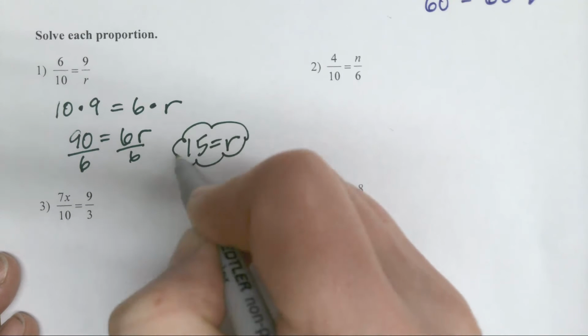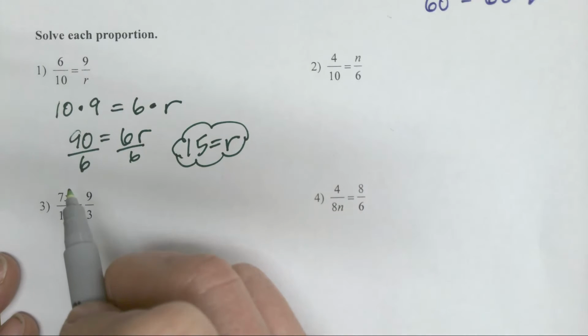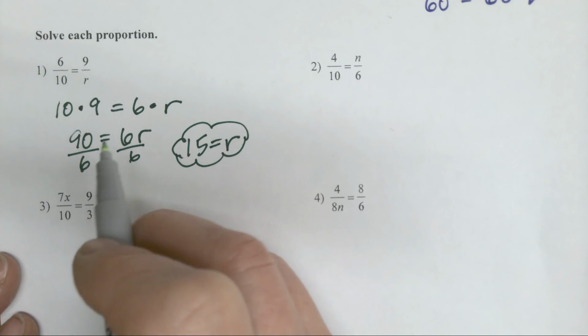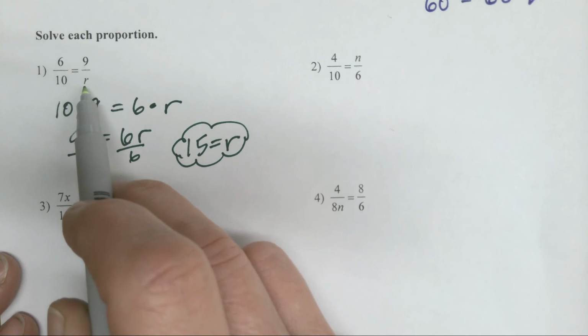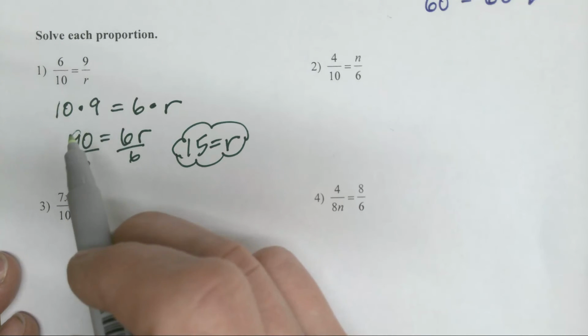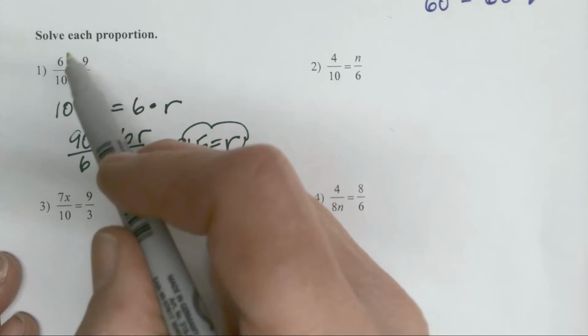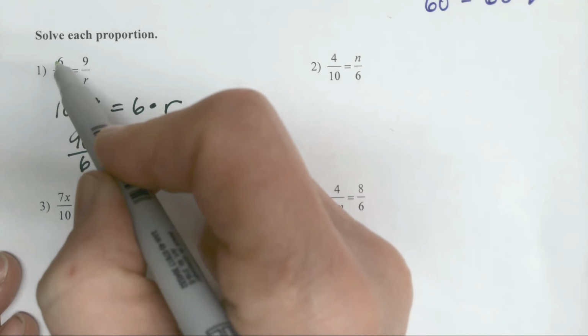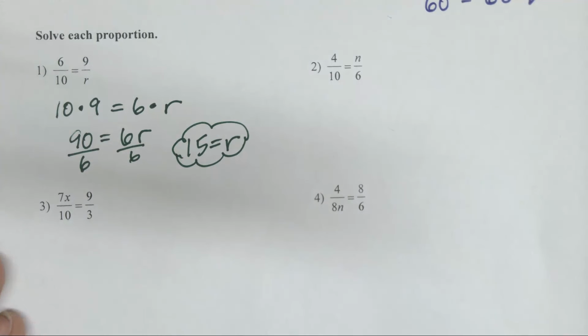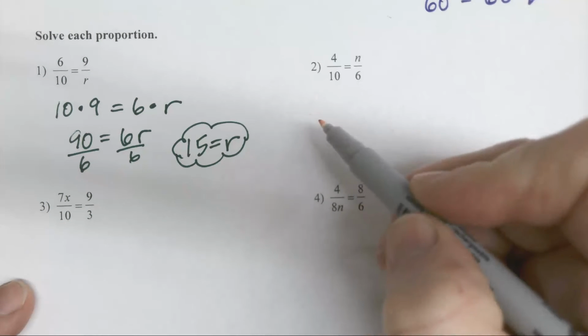I don't even set this up and solve it with this whole process of an equation if I don't have to. If I just have one variable like I do in this case, and r is just freestanding here, wherever the variable is standing, I can just multiply the two numbers that are diagonal, in this case 9 times 10, and then divide by the one that's across from the variable. Now this will work if it's just a freestanding single variable. If it's not, then I have to do more of the equation style setup.